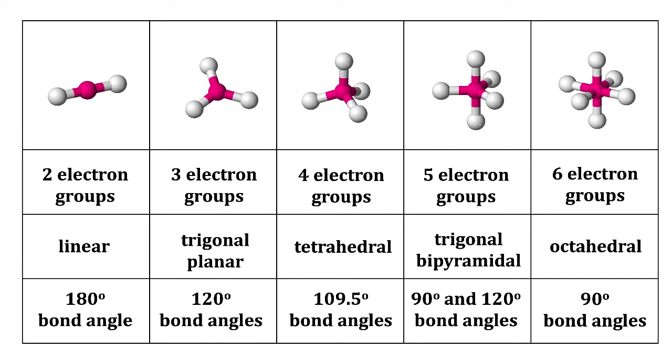Now, quick note, these are the shapes that are made where all of the electron groups are bond groups. These are all a bond from one atom to another atom. We can also have electron groups that are lone pairs that don't bond to other atoms. Those make shapes that are subsets of these basic shapes, and that will be covered in another screencast. And that is it for this one.